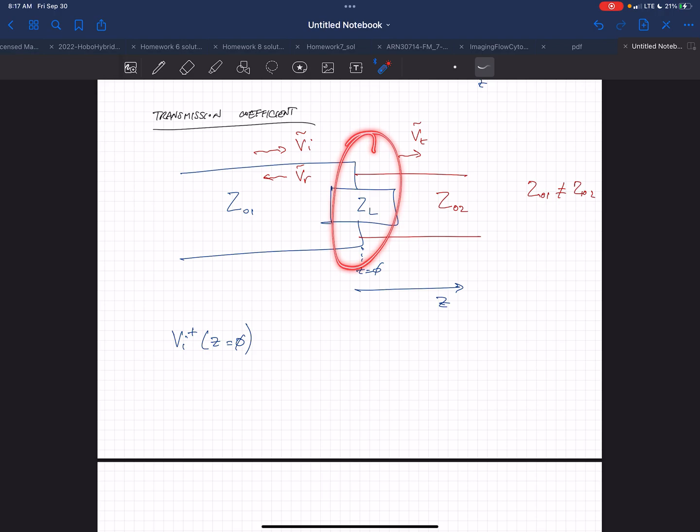I'm looking at just this point, z equal to 0. At that point, the incident plus the reflected waveform is equal to the transmitted waveform. So these are voltages.